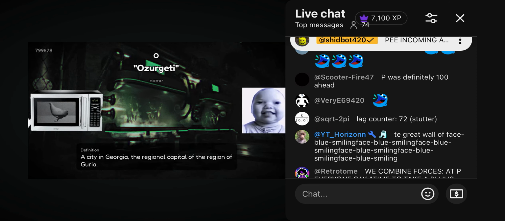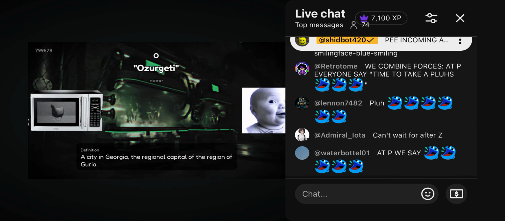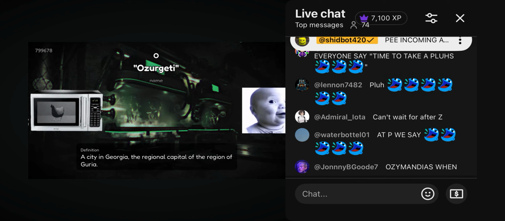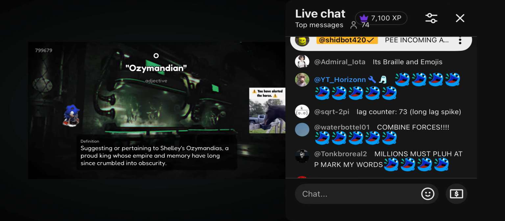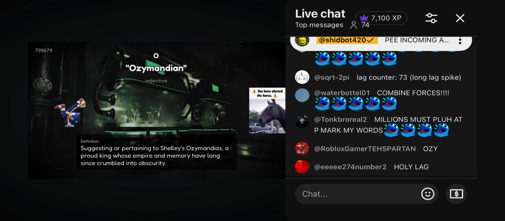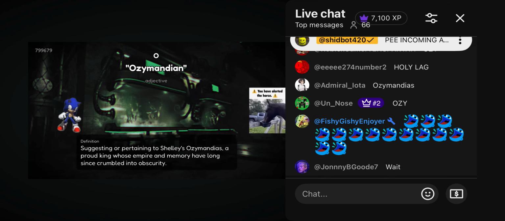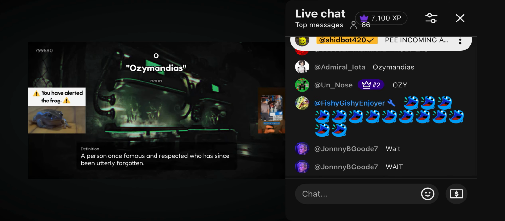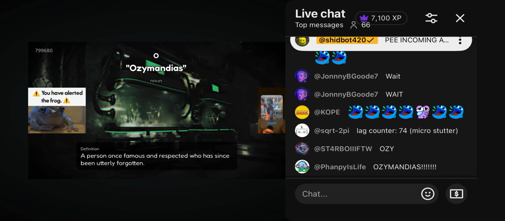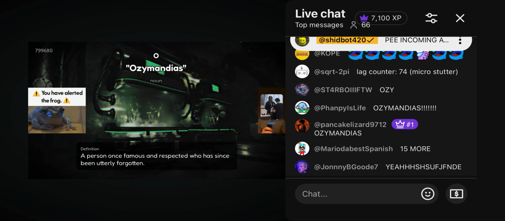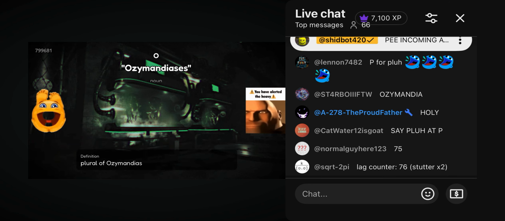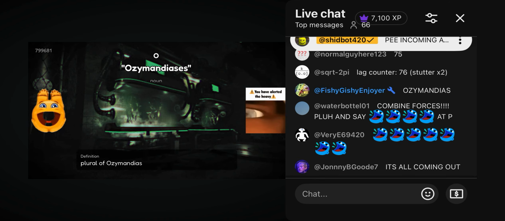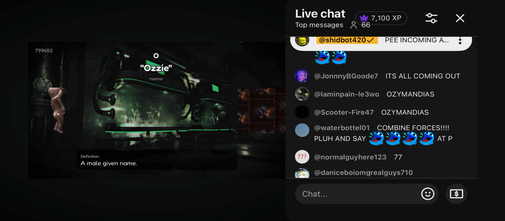Ozurgeti, a city in Georgia, the regional capital of the region of Guria. Ozymandian, suggesting or pertaining to Shelley's Ozymandias, a proud king whose empire and memory have long since crumbled into obscurity. Ozymandias, a person once famous and respected who has since been utterly forgotten. Ozymandiases, plural of Ozymandias. A male given name.